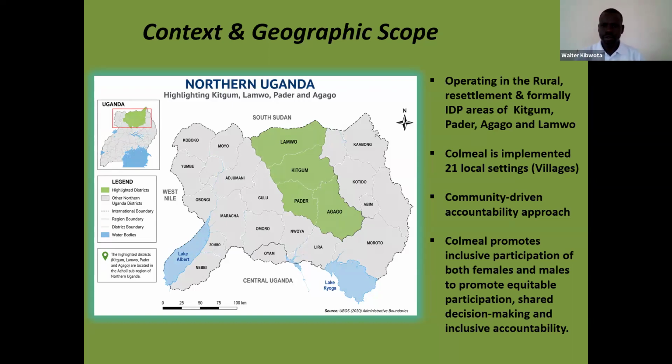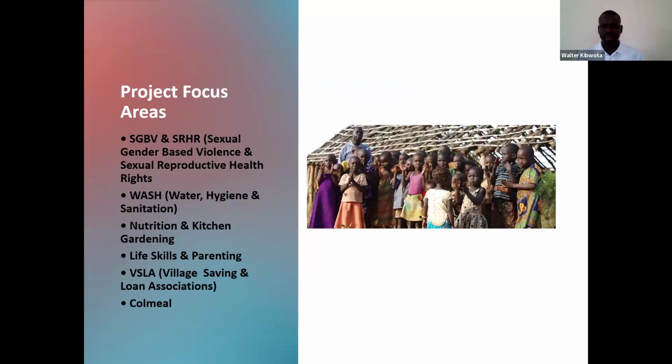And we actually do a community-driven accountability approach. That is why we talked about it, because they are doing it by themselves. We only put in some small additions. So CoMEL promotes inclusive participation, both females and males, and we are doing that equitably, with shared decision making. This inclusive accountability has made it very interesting in northern Uganda. The CoMEL approach, we really enjoyed it. We can move to the next step.